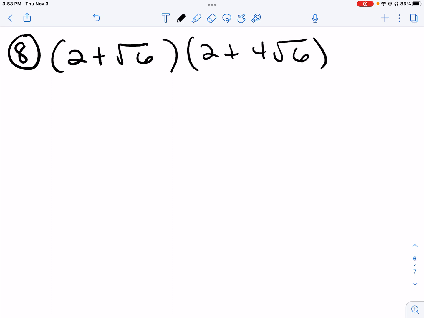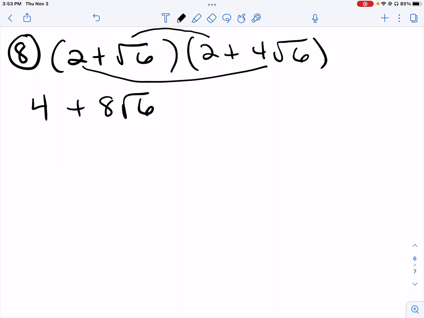Okay, now this is a FOIL problem. 2 times 2 is first. 2 times 4 square root of 6 is 8 square root of 6. 2 times square root of 6 is 2 square root of 6. And last, square root of 6 times 4 square root of 6 is 4 square root of 6 times 6 is 36.